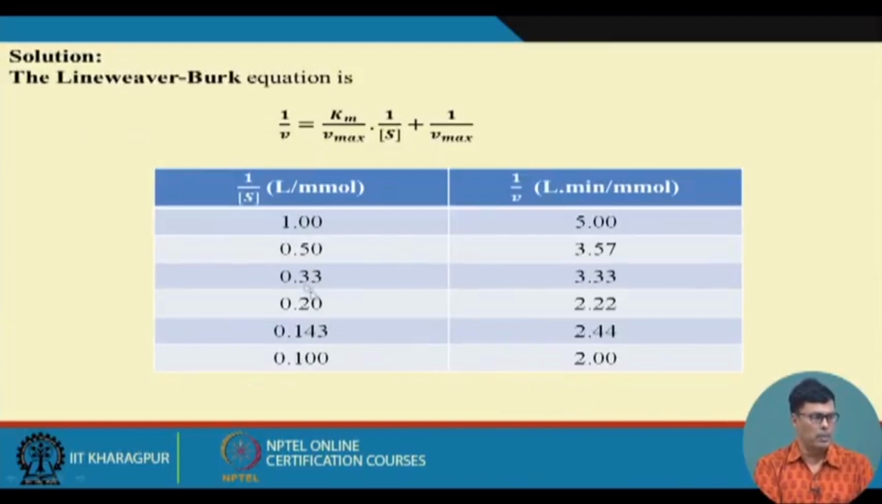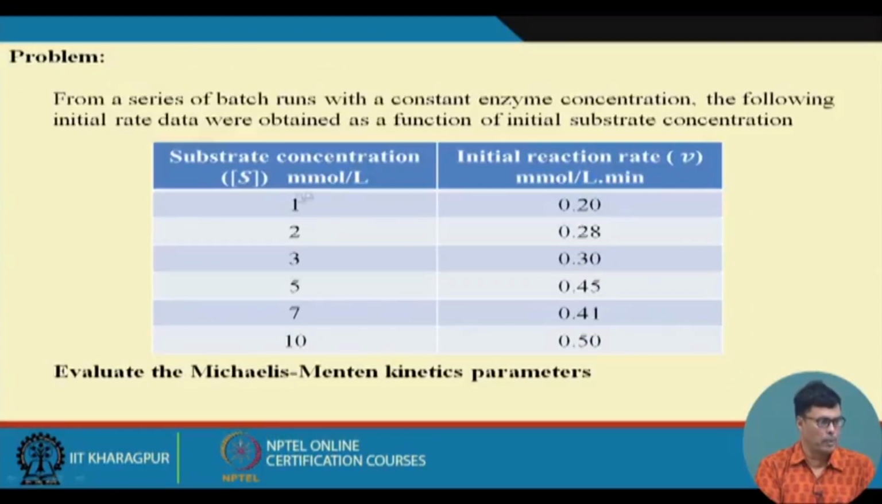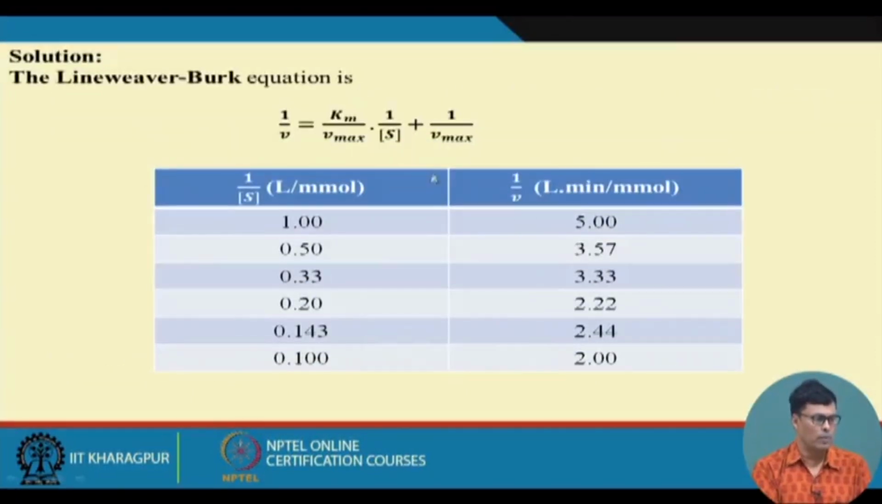Now, this is the Lineweaver-Burk equation that we have already derived. If you look at this table, this is S, this is V. So we can write 1 by S and 1 by V values, and then we can plot them.